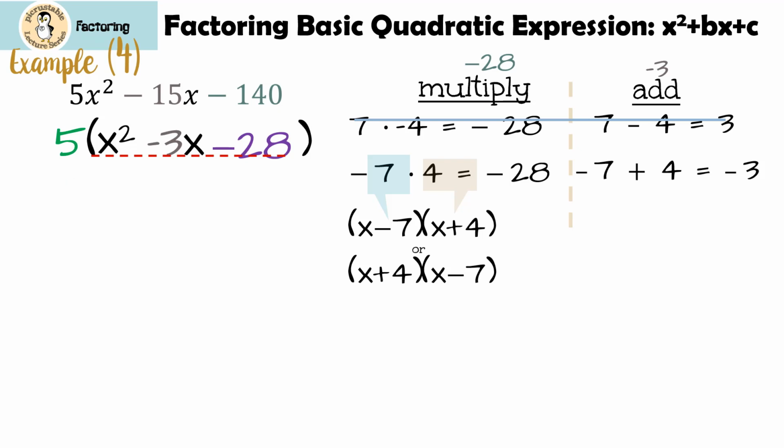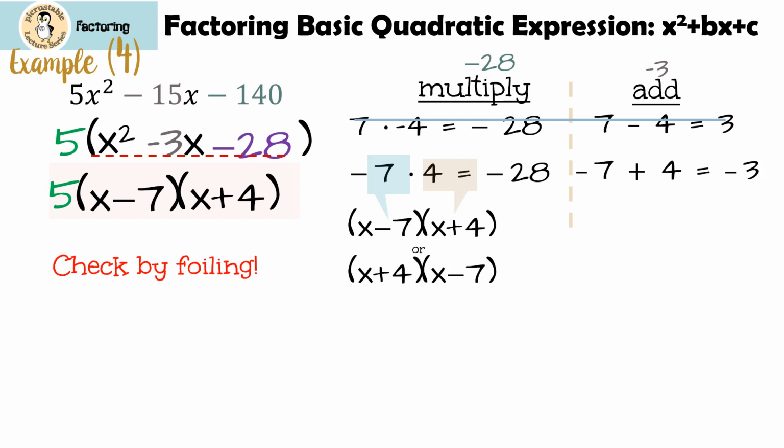So let's continue. We're going to look at the left here. I still have my 5. But instead of writing x squared minus 3x minus 28, I'm going to write its factored form, x minus 7 times x plus 4. And guess what? That's our answer. Yeah, that's it. But let's check by FOILing.